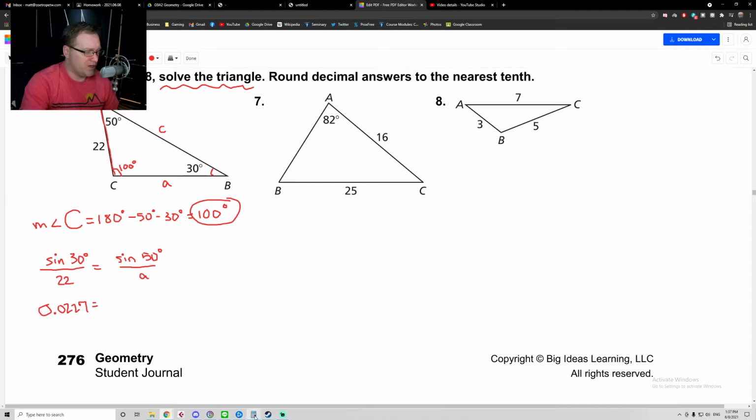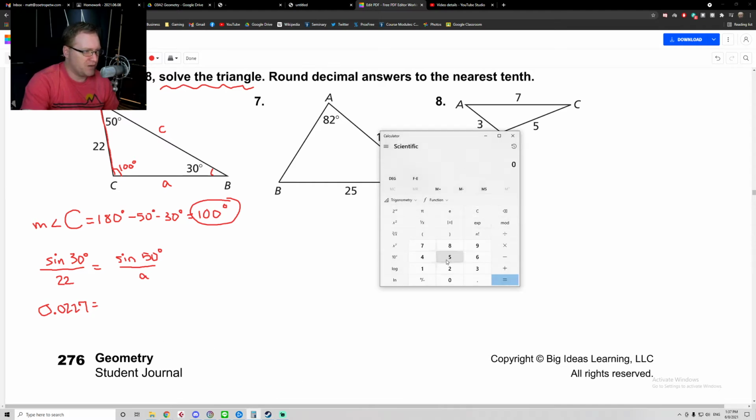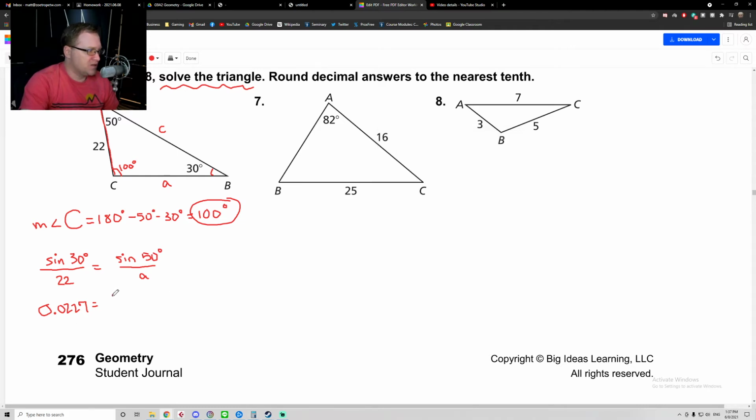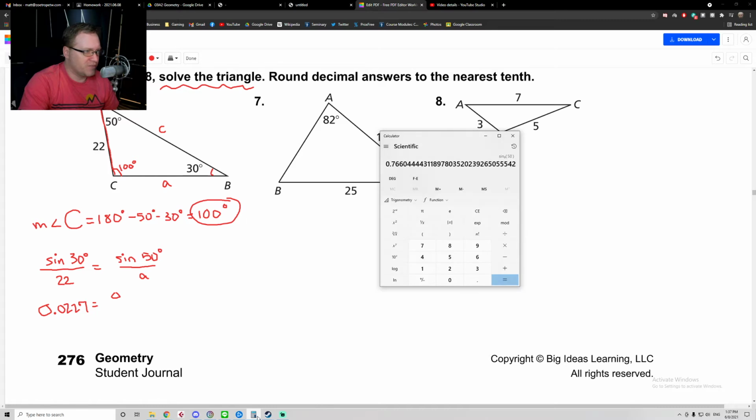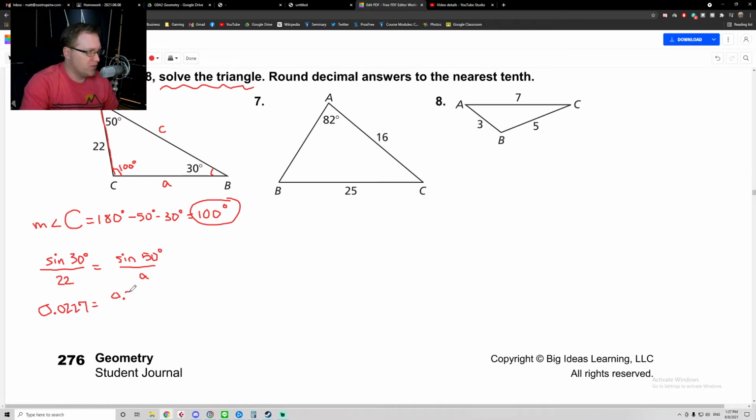0.0227 is going to equal the sine of 50. So we need to find the sine of 50. I write 50 and then press sine, and that's 0.766. That's a 6. Divided by A.